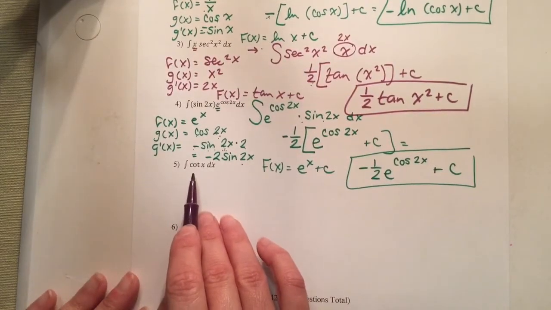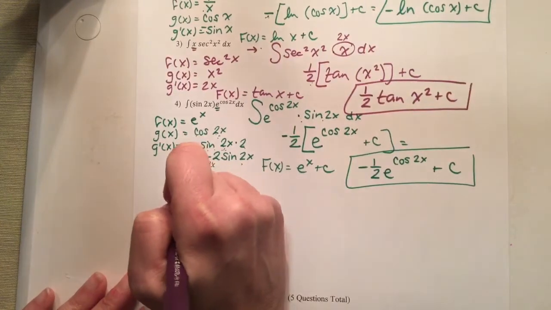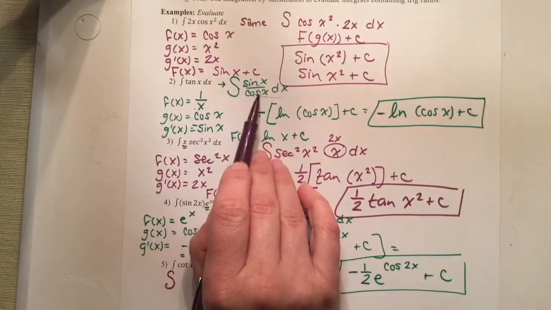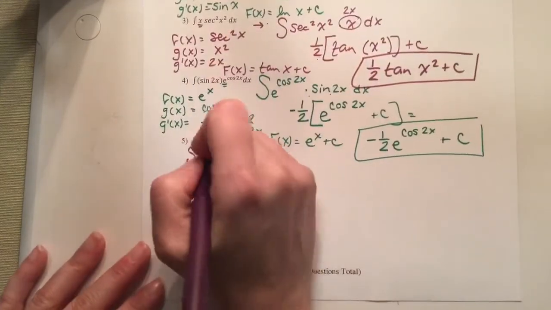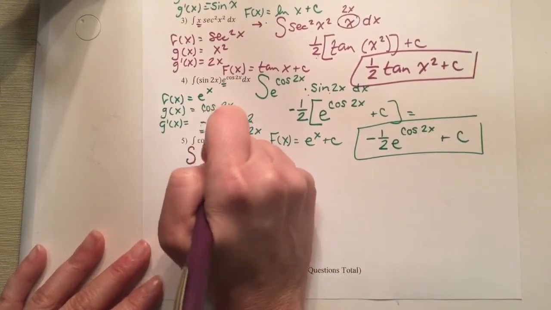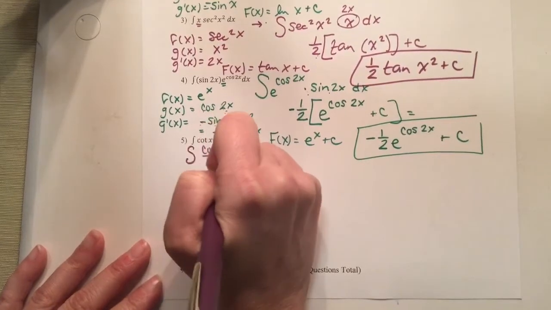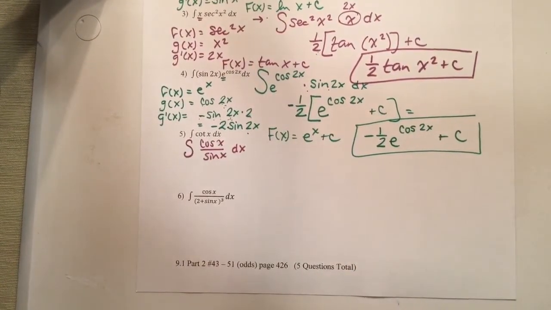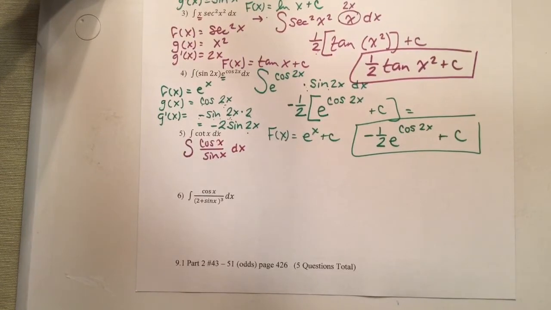Cotangent is the reciprocal of the tangent. So if the tangent is sine over the cosine, like we looked at in number 2, the cotangent would be the cosine over the sine. So step 1, you'll have to rewrite it using sines and cosines because we know the antiderivatives of sines and cosines. So now I can move further in the problem.